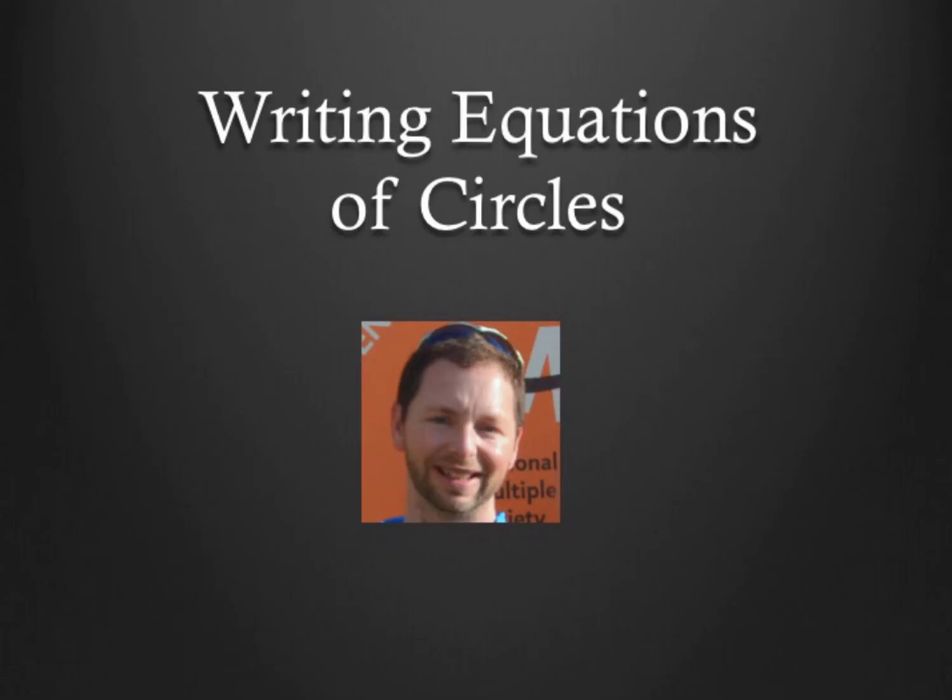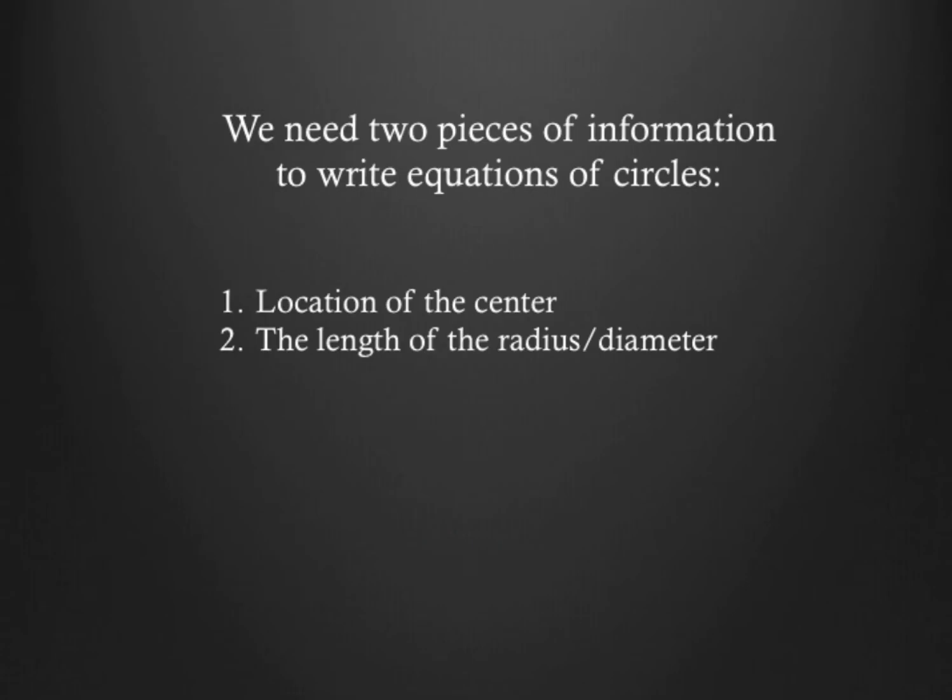Muscarella coming at you, and today we're going to learn about writing equations of circles. Now, in order to write equations of circles, we are going to need two pieces of information. The first is the location of the center of the circle. The second thing we're going to need is the length of the radius or the diameter. If we have those two key pieces of information, we're money. We can get this set up.